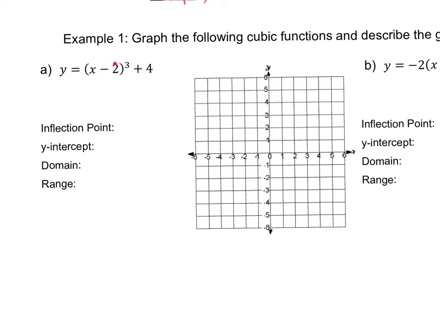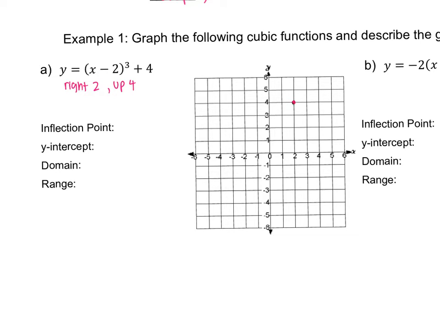So the first thing I notice is there's a -2 on the inside. If it's on the inside, this is going to be going right 2 units. And there's a +4 on the outside, so this is going to be going up 4 units. This describes our inflection point, or the middle of our cubic function. So if I go right 2, up 4, and plot, it's going to be right here on the graph, and that's going to be my inflection point.